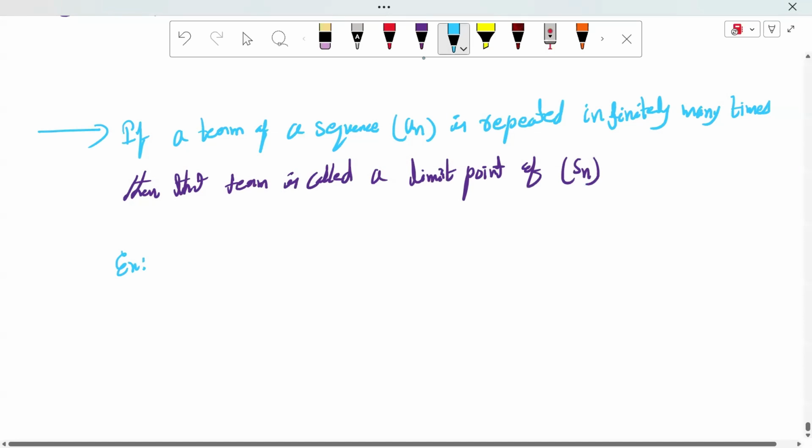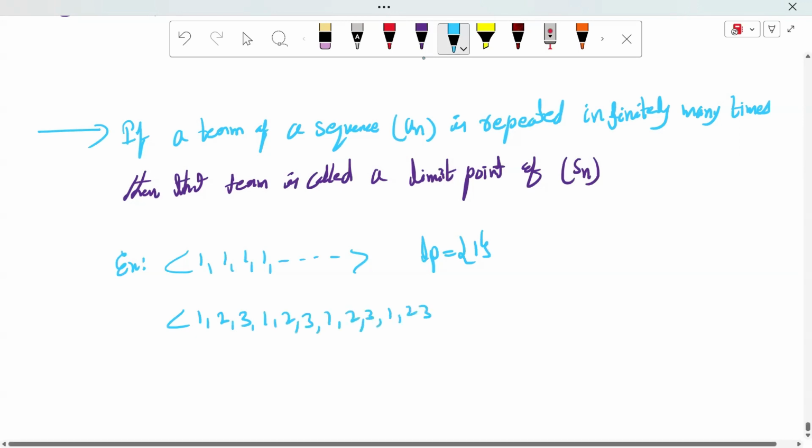For example, we can take the examples. For example, sir, sequence 1, 1, 1, 1 up to so on. Infinitely many terms exist అవుతుంది sir. What is the limit point, sir? Infinite terms వచ్చింది 1 అనేది కాబట్టి limit point is the 1. For example, ఈ సీక్వెన్స్ తీసుకున్నాం సార్. 1, 2, 3, 1, 2, 3, 1, 2, 3, 1, 2, 3 up to so on. Infinitely many terms.